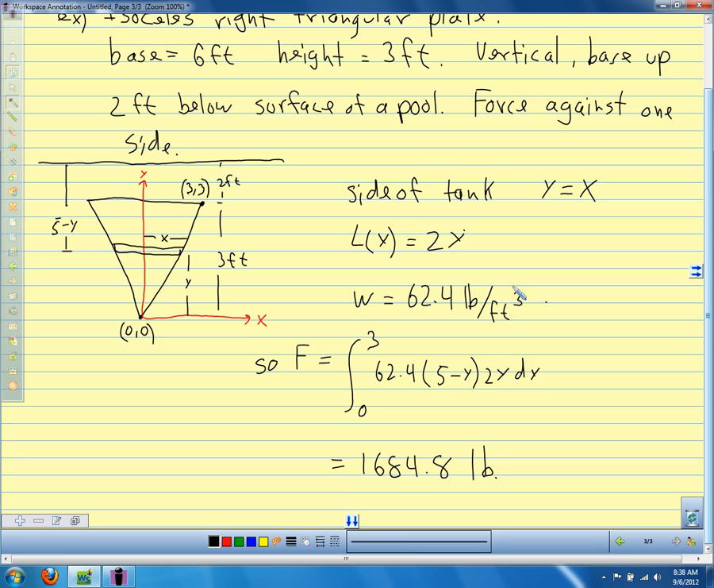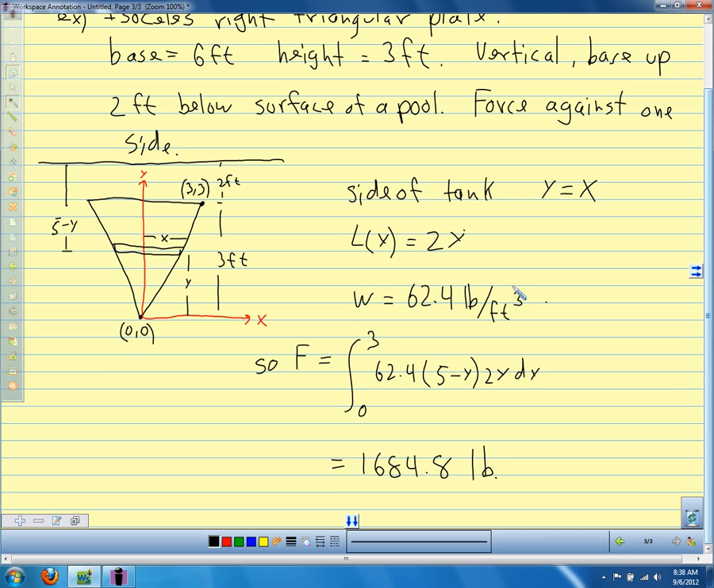Do we want to see another setup of another example? You say no? No more? Okay.